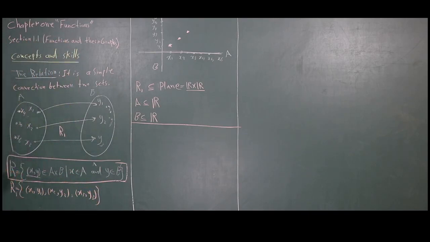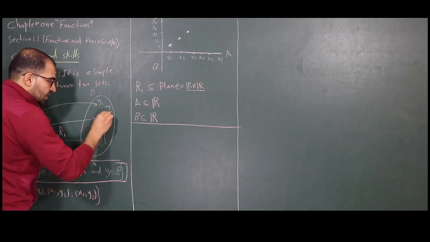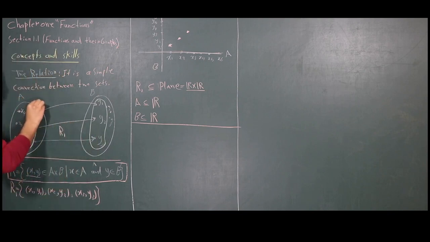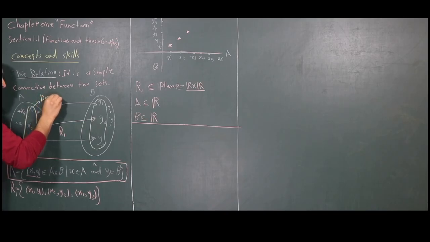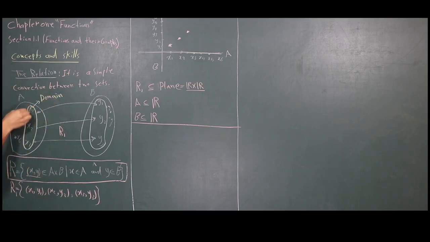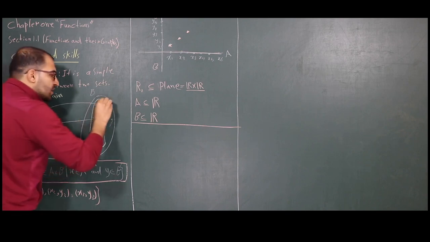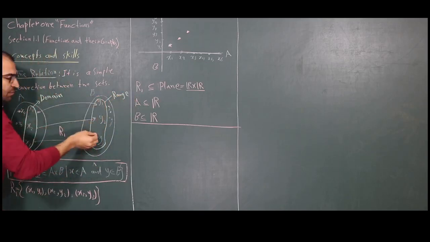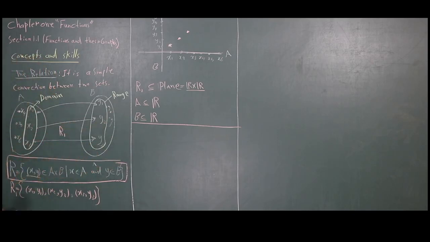Now let me clarify something. The connected set is a subset of A. This set, we call it the domain. This set, the set of the connected elements from the left side, from the source. And this is called the range, which is the connected elements from the right side, which is the destination. Okay, so we have the domain and the range.